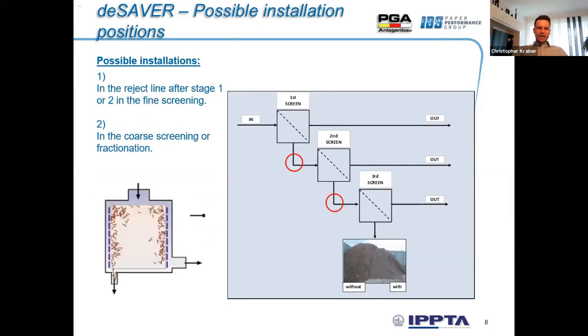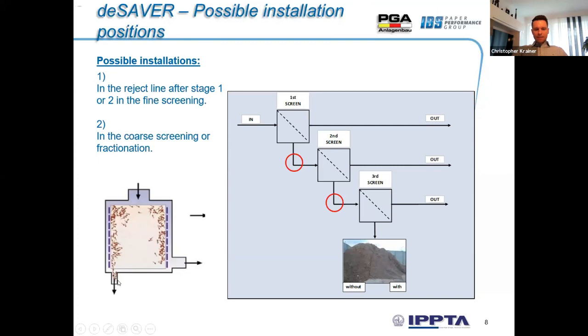The recommended application for an I-fiber desaver is in the reject line after stage 1 or 2 in the fine screening. After the first stage here in the reject, or after the second screen in this area. If we have more fibers available to slip through the screen or the basket, we reduce rejects here.